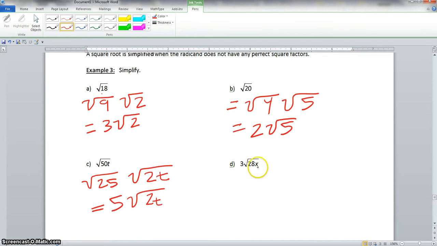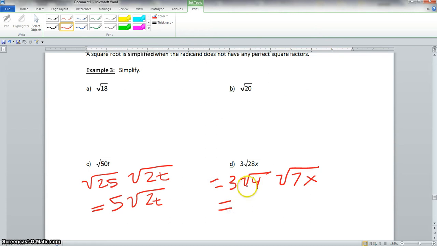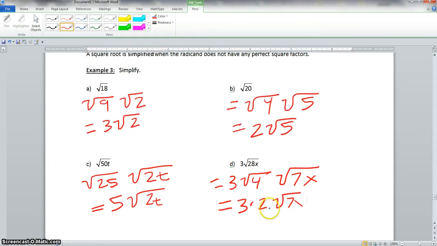Now we go on to D. We have 3 times the square root of 28x. The highest perfect square in 28 is 4. So we'll bring down our 3, and we'll have our square root of 4. Then in our second radical, we'll be left with 7x. I didn't mean to say parenthesis, I meant radical. Now we have 3 times the square root of 4, which is 2, so it'd be 3 times 2 times the square root of 7x. 3 times 2 is 6 times the square root of 7x. So that is our final answer, 6 times the square root of 7x.